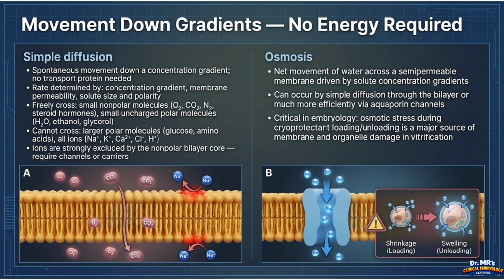Osmosis deserves special attention in our clinical context. It is the net movement of water across a semi-permeable membrane driven by a solute concentration gradient, technically, by differences in water activity or water chemical potential. Water moves from where solute concentration is lower, more water activity, to where solute concentration is higher, less water activity. Osmosis can occur by simple diffusion through the bilayer, but this is relatively slow. The much faster and physiologically dominant pathway is through aquaporin channels, dedicated water channel proteins that can facilitate water movement at rates orders of magnitude faster than bilayer diffusion alone.